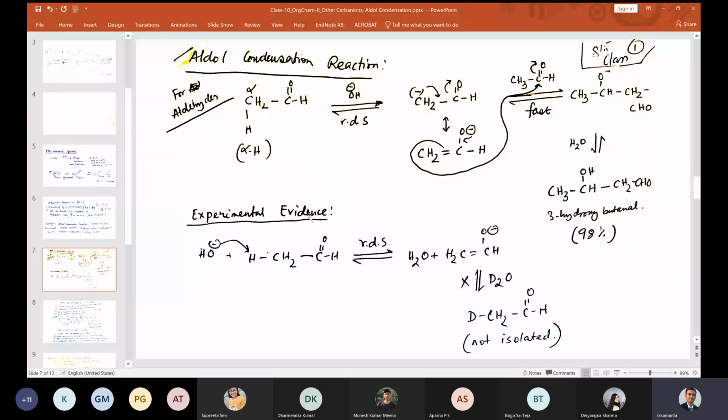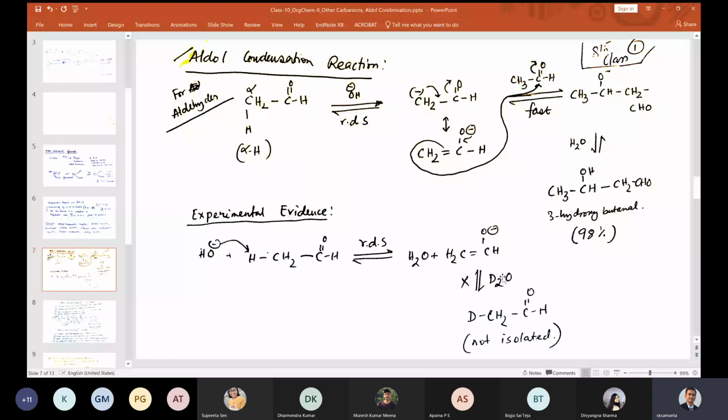Okay, one more time what I said. This is the mechanism. You have this alpha hydrogen, you have OH minus, which takes up this proton. The negative charge attacks another acetaldehyde and forms this product. We are saying that this is the slow and rate determining step, and this is the fast step. How can we prove it? We can prove it by using D2O, the isotope labeled solvent.